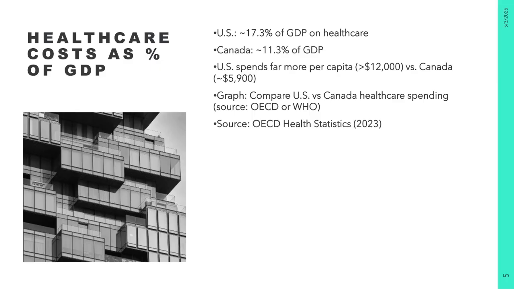So let's look at healthcare costs as percentages of GDP. This chart compares total healthcare spending. The US spends over 17% of its GDP on healthcare, more than any other country. Canada spends around 11%. On a per capita basis, the US spends more than double what Canada does. Despite this, the US does not have better outcomes. This means there is a major inefficiency in how resources are being used.